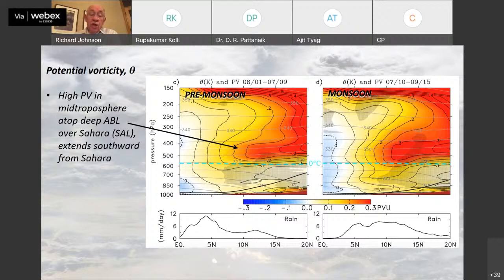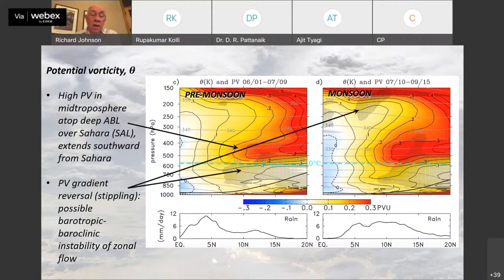This high PV is associated with the deep convective boundary layers over the Sahara that raise a lot of dust, and you get convective heating, and there's an enhanced stability at the top of this deep adiabatic layer, which leads to these high values of PV, which are extruded toward the tropics.